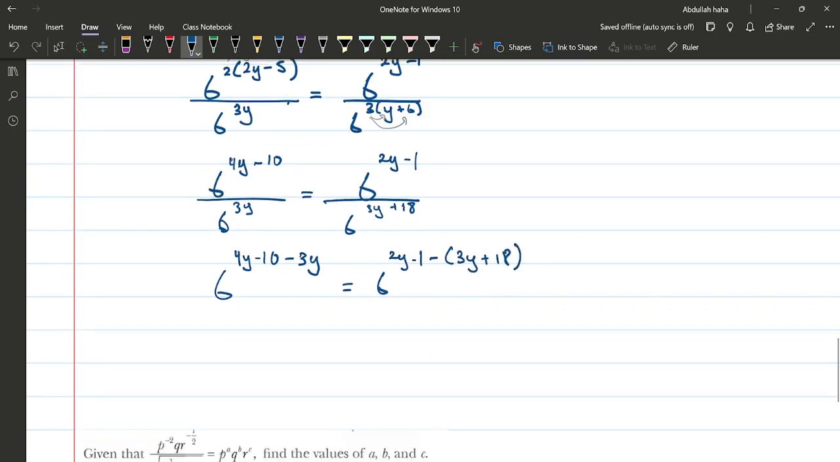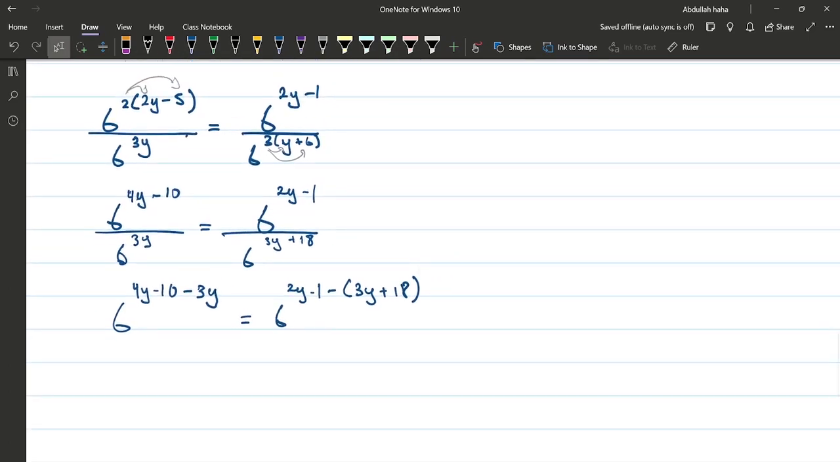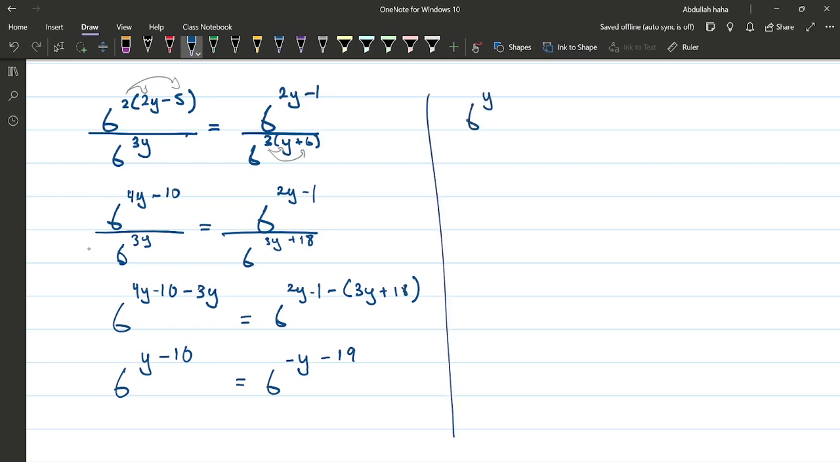Okay, I'm running out of space here, I'll just move up here. First of all, 4 minus 3 is y minus 10, equals 6 to the power minus y, which is minus 19. Hopefully that is correct. So 6 to the power y minus 10 is equal to 6 to the power minus y minus 19.